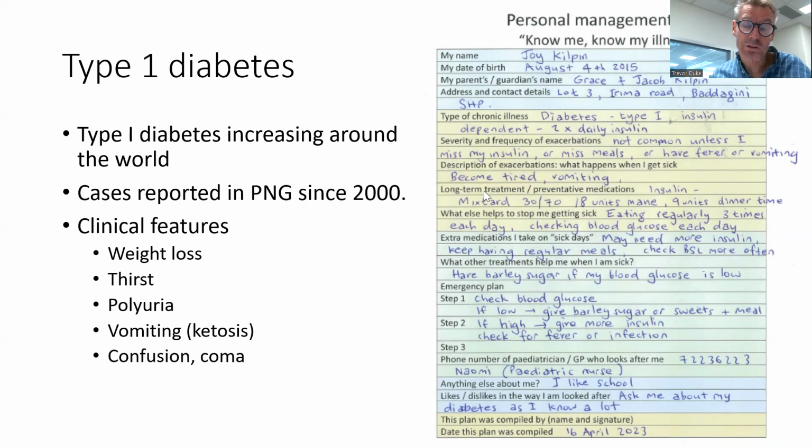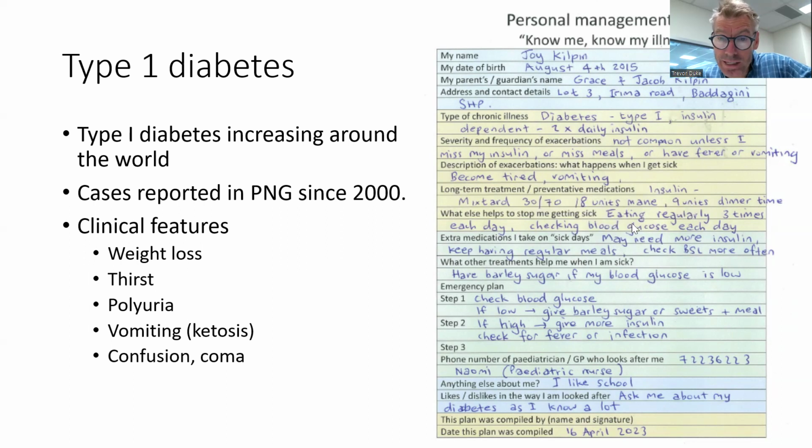These personalized management plans are useful for the child for their education. They're useful for parents for their education, and they're very useful for healthcare workers, because if a child brings a plan, the healthcare worker will know exactly what they need to do. Remember, many healthcare workers are not very well trained in uncommon chronic diseases like diabetes, and often the parents and the child will be more familiar with what the child needs. This child's long-term treatment was with insulin, and there are the doses of insulin she receives: 18 units in the morning and 9 units at dinner time.